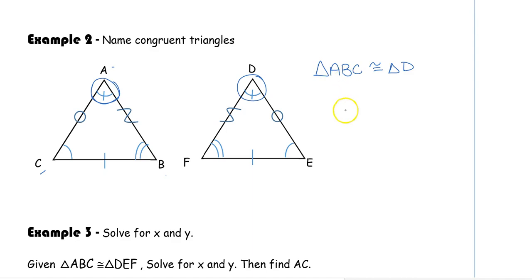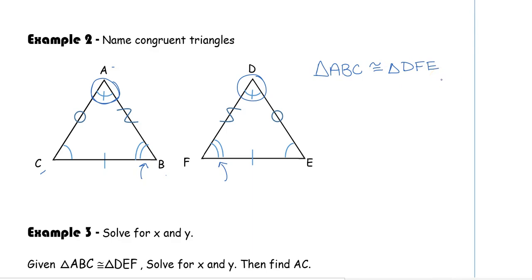The second letter I chose before was B. Angle B has this indicator, which is 2 lines. So I look at my second triangle and I see F. So the next letter is going to be F, because angle F is congruent to angle B, and B came second, so F has to come second, which leaves us with our last letters, C and E. So triangle ABC is congruent to triangle DFE.